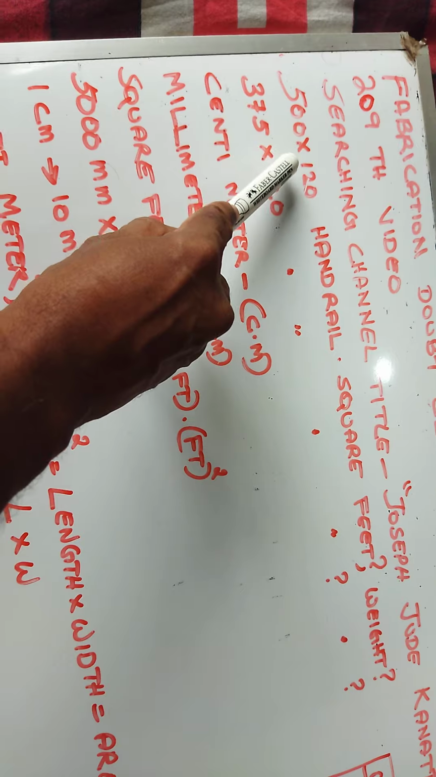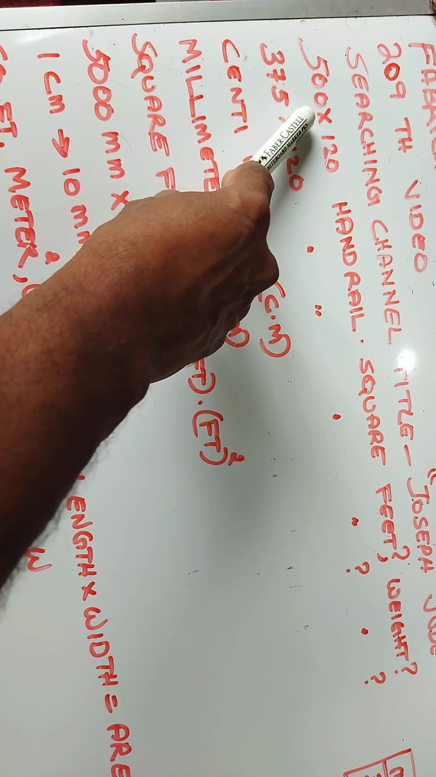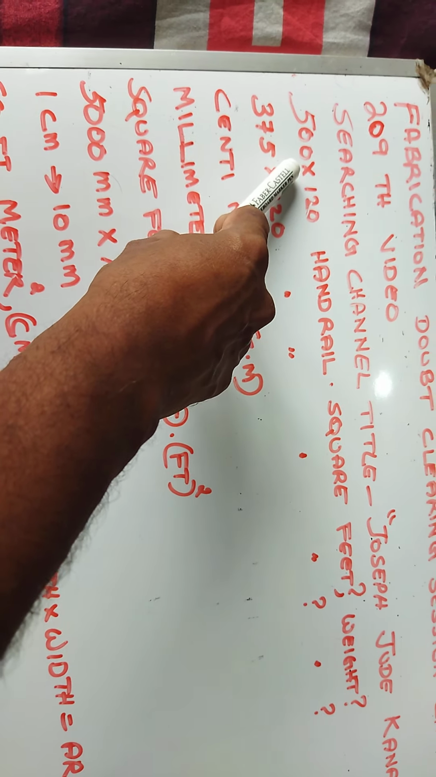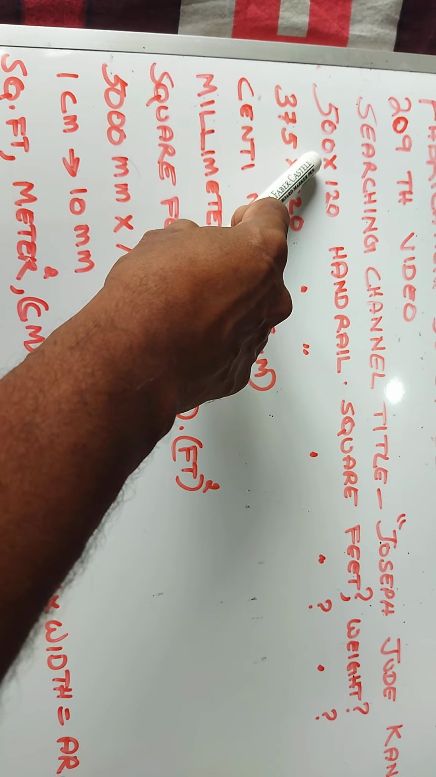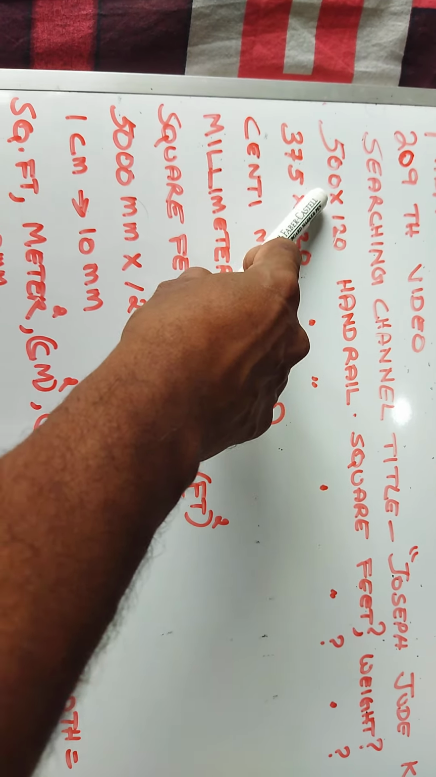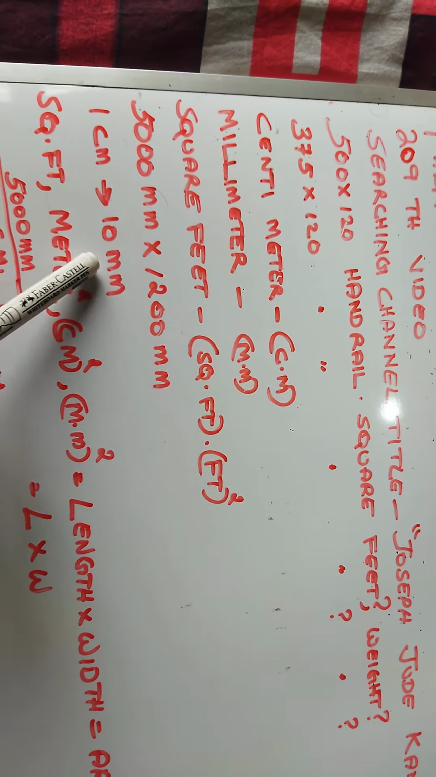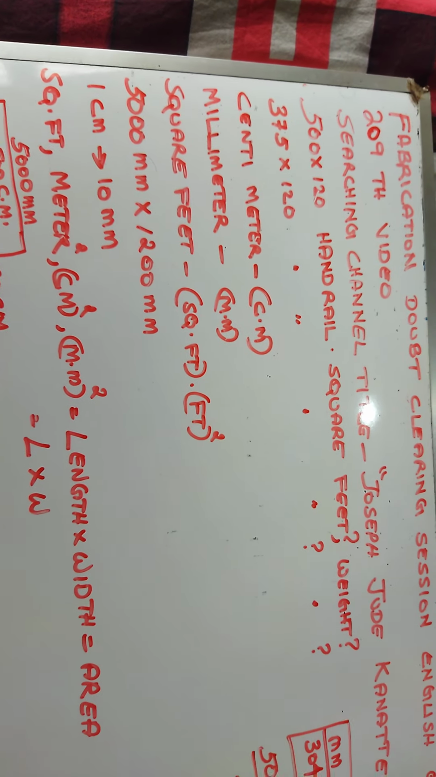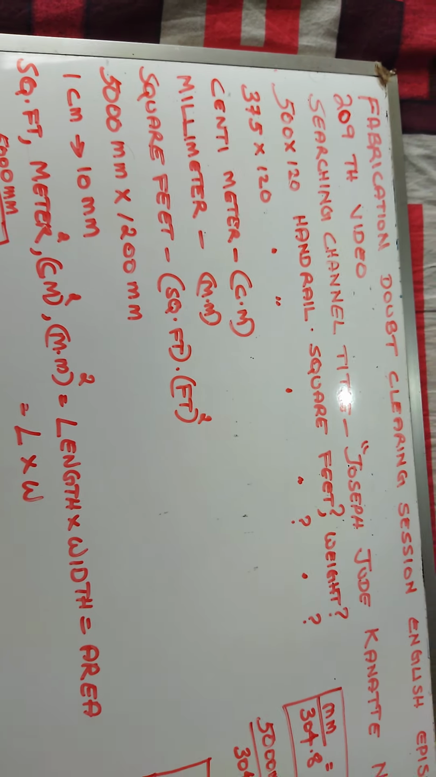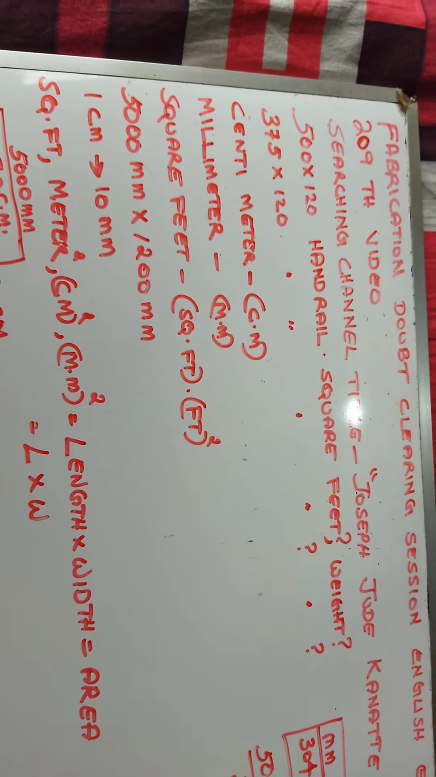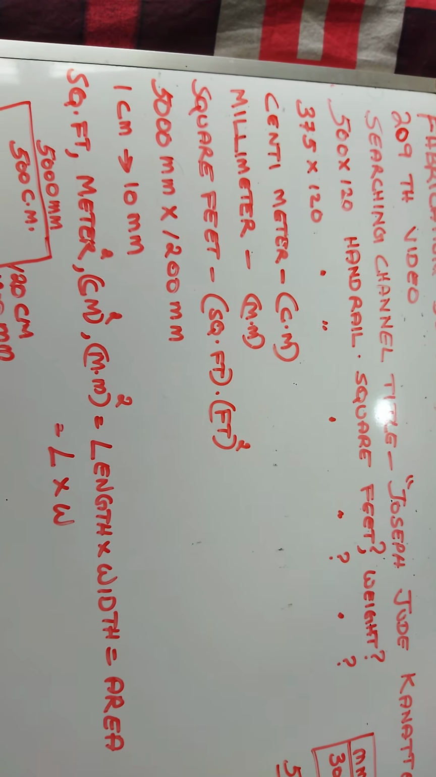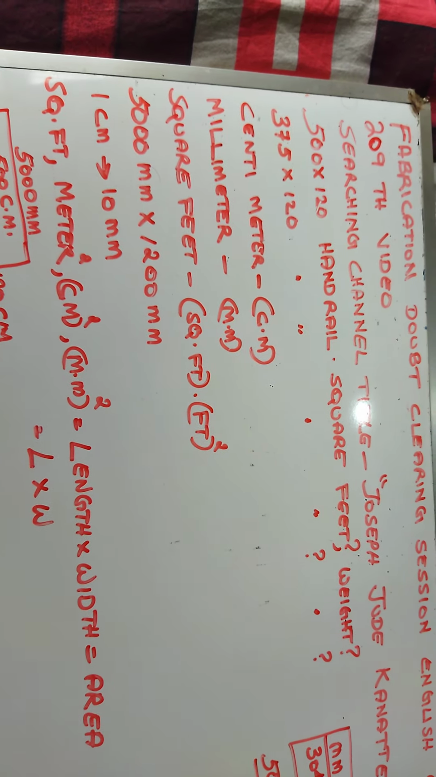So this 500, we shall just change it to mm. 1 centimeter is 10 mm. Everybody knows it. In 1 centimeter, we can see 10 mm.